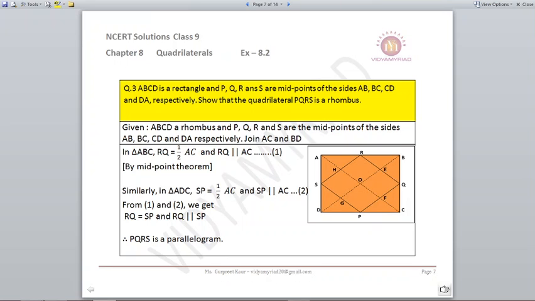Same way, take the opposite triangle now, ADC. S and P are the midpoints, so SP is half of AC and SP is also parallel to AC. Let it be equation number 2. From equation 1 and 2, we can say that RQ is equal to SP and RQ will be parallel to SP, and thus PQRS is a parallelogram. Now it is proved that it is a parallelogram. We need to prove that it is a rhombus.